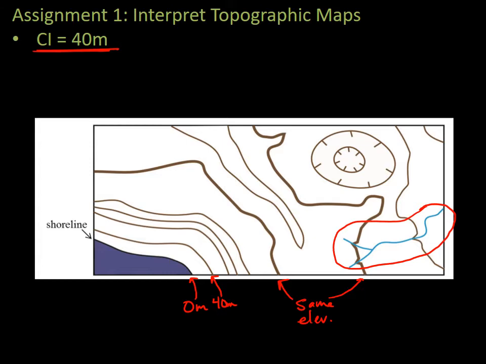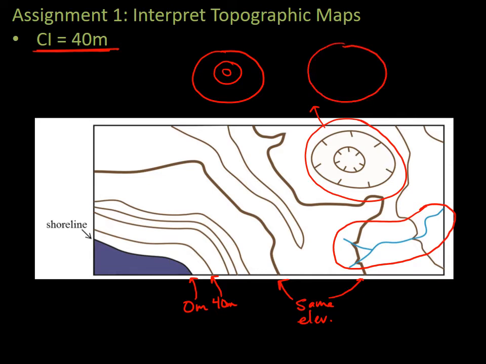The last hint is this feature here. Circular topo lines, like so, indicate a cone-shaped hill or a cone-shaped mountain. But if we're talking about a depression, circular topo lines, if we add in tick marks, as shown in this map, indicate a roughly cone-shaped depression. Without the tick marks, they're regular topo lines. They indicate this is the uphill direction. With the tick marks, they point in the downhill direction. All right, good luck.